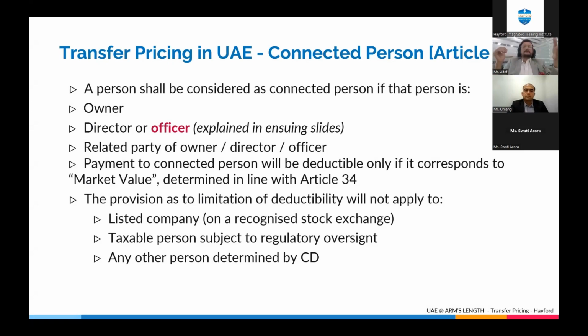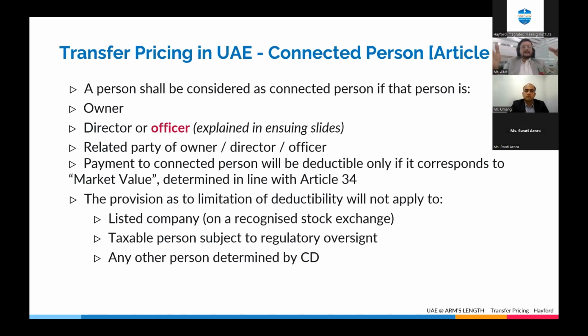Now, a little bit more discussion on connected person. A person shall be considered connected if that person is an owner, a director, an officer, we'll see about officer, or a related party of the owner or a director. Let me give you an example. Let's say there is a shareholder in a company, and that shareholder's brother is appointed as a finance manager in the same company. Whatever salary you pay to that finance manager will be seen as a payment to a connected person. Why? Because that finance manager is a related party of the shareholder. That's an example just for your consideration.